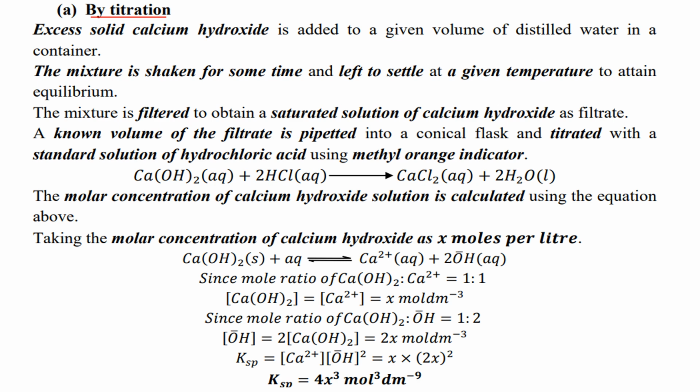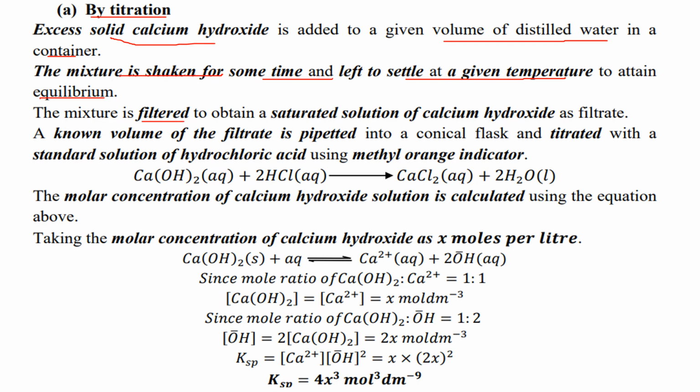So Roman number 1, or the first procedure, we are going to get excess solid calcium hydroxide and add it to a given volume of distilled water, which is present in a container. And then we close that container and shake the mixture vigorously for some period of time, and then we leave it to stand at a constant temperature. The reason why we leave it to stand at a constant temperature is because we want equilibrium to be attained. Now after equilibrium has been attained, we get the mixture and then we filter it.